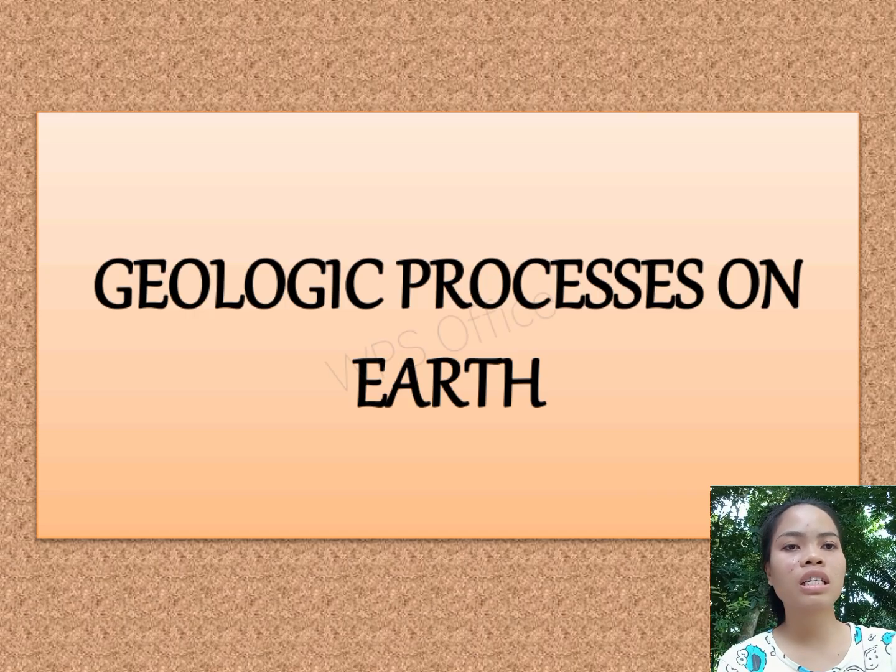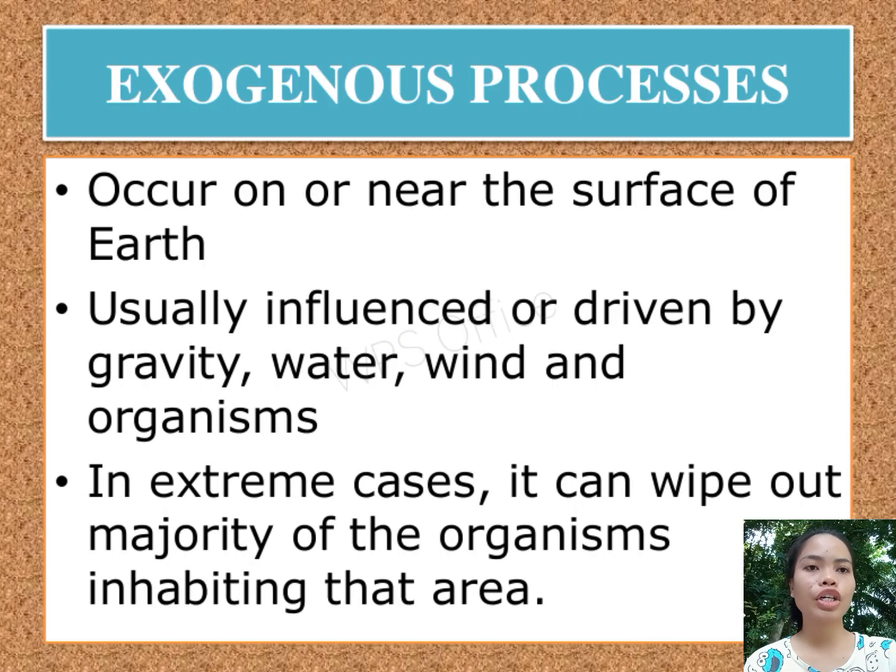While these processes shape the landscape and present risks, there may be no completely safe place, as all locations can be affected over millions of years. Exogenous processes occur on or near the surface of the Earth, usually influenced or driven by gravity, water, wind, and organisms. In extreme cases, they can wipe out the majority of organisms inhabiting that area.